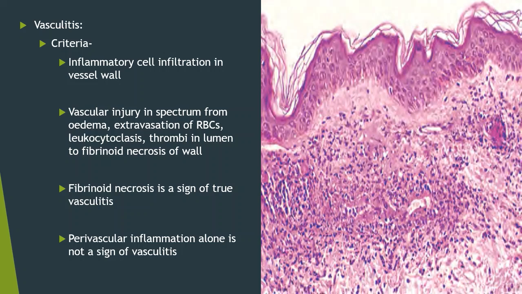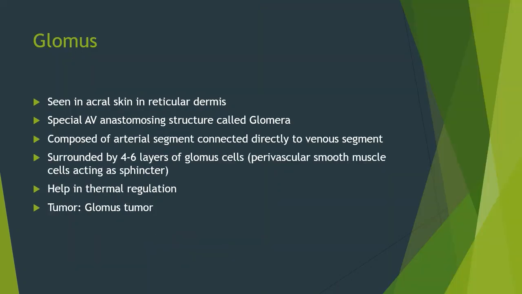Glomus bodies are seen in the acral skin in the reticular dermis, and here there is an anastomosing junction between the artery and vein, without the presence of a capillary. This junction is surrounded by 4 to 6 layers of glomus cells. The glomus cells have a perivascular smooth muscle component, and they act as a sphincter on the vessels, and thereby help in thermal regulation. The tumor that arises from this area is known as a glomus tumor.